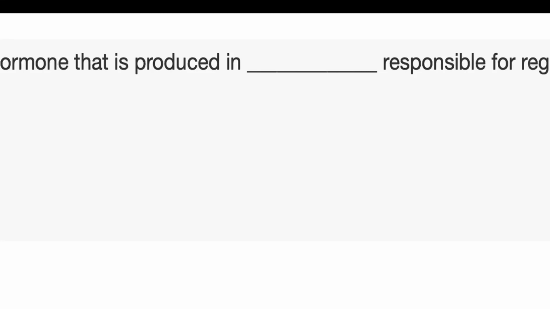Which of these organs produces, or secretes, the glucagon hormone, which is responsible for maintaining the blood glucose levels? Is it the liver? Is it the pancreas? Is it the stomach or the kidneys?